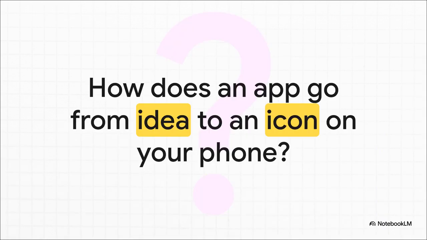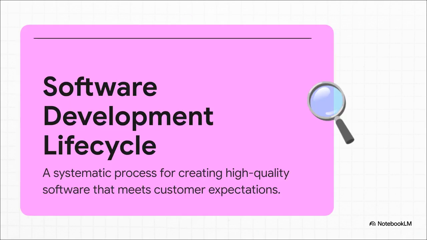It's a great question, isn't it? It can almost feel like magic, but I'll let you in on a little secret. Behind every great app you use, it's not magic, it's a plan. A really solid, structured, proven process that turns that creative spark into something real and reliable. And that plan has a name. It's called the Software Development Lifecycle, or SDLC for short.